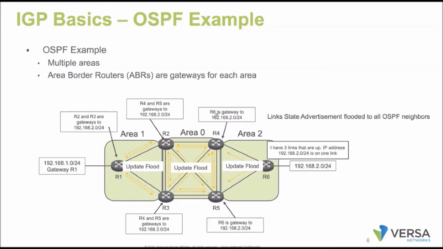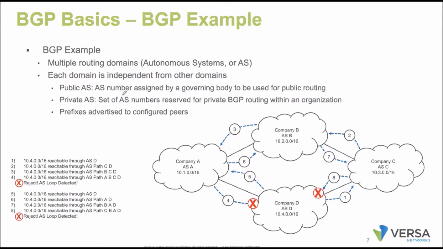When it comes to BGP, BGP is a path vector protocol, because it uses the AS path in order to decide its best path. BGP is the protocol which runs between autonomous systems. An autonomous system is nothing but a range of routers where the admin has reach and can make changes on those routers. We have public AS numbers and private AS numbers.